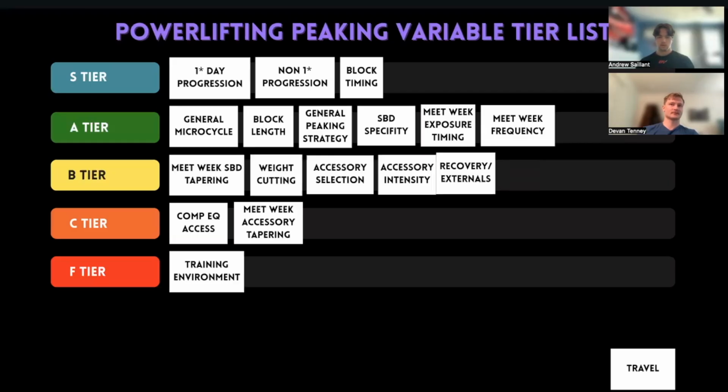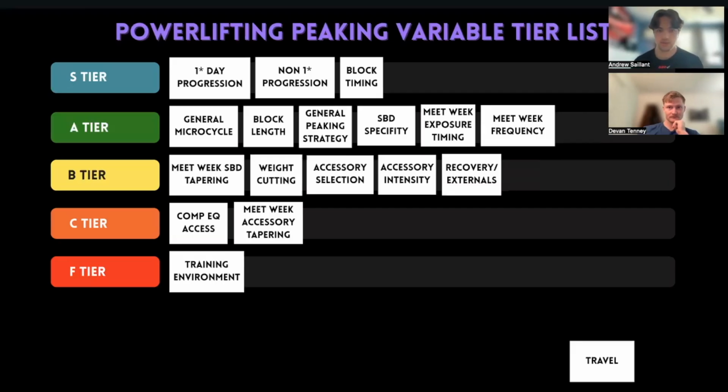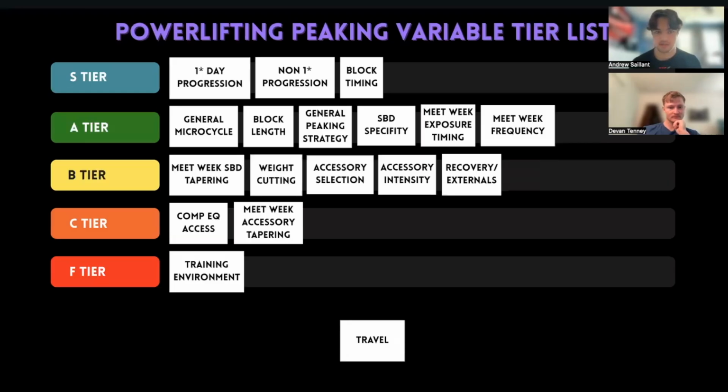And then the final one here is travel. Travel gets a lot of buzz in the community as to how important it actually is, how much it affects people's top ends and everything like that. I think there's data that says international competition totals are just lower than domestic totals, and that's fine to consider. But for most people, on average, travel is not a huge thing to consider, especially if we're traveling just locally to a meet. Maybe you're driving a couple of hours or a couple hour flight.